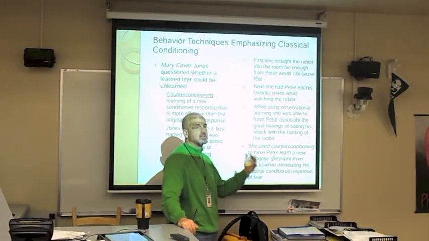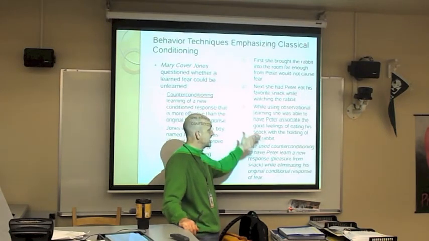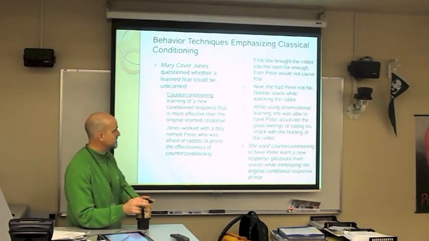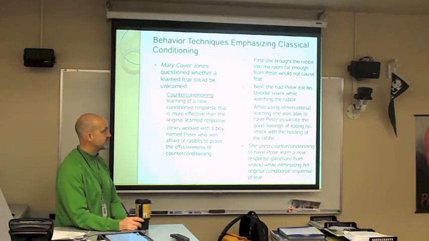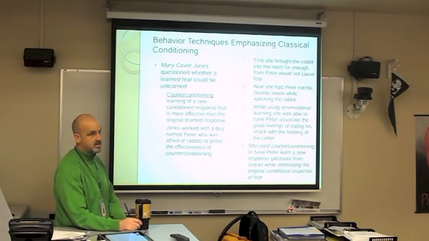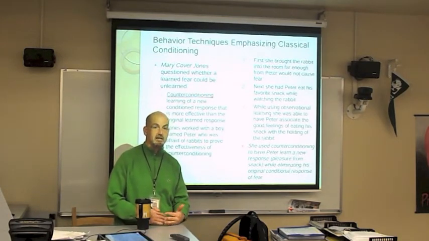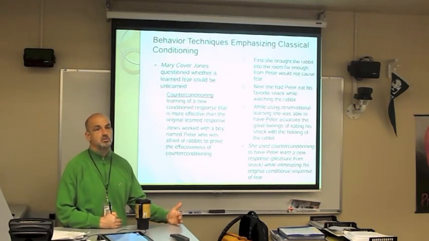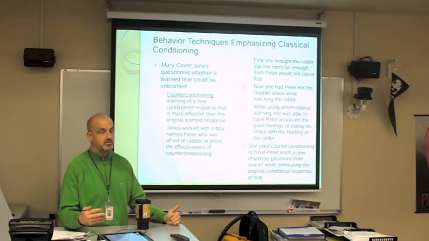Now, after she brought the rabbit into the room, next she had Peter eat his favorite snack. What she wants to do is have Peter associate the rabbit with a new conditioned response, which in this case is simply the pleasure of eating his favorite snack, which are cookies. Now, while using observational learning, she was able to have Peter associate the good feeling of eating a snack with holding the rabbit. So she replaced the established conditioned response, which was maladaptive, which was fear, with a new conditioned response by simply associating the rabbit with something other than a bad stimulus, which probably was the case in this one.